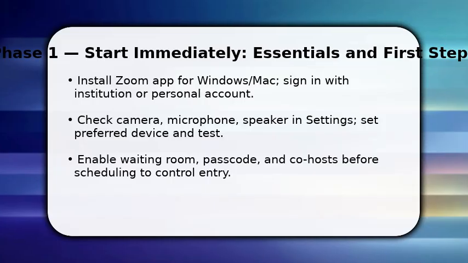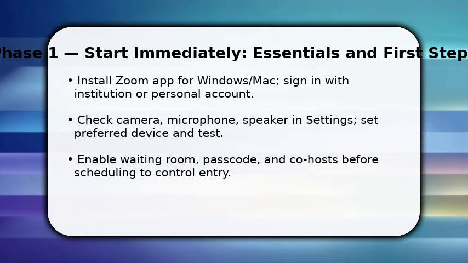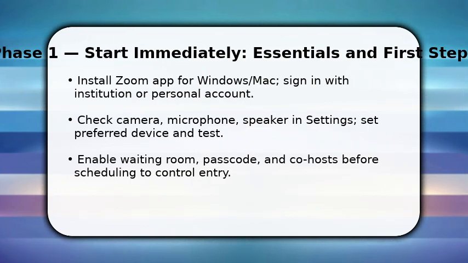You start by confirming prerequisites and taking the first actionable steps now. Open the Zoom app and sign in with your institution or personal account. This ensures licensed features. Next, go to Settings to select and test camera, microphone, and speaker. Use the test mic and test speaker buttons so students can hear you. Finally, enable waiting room, set a meeting passcode, and assign a co-host if available. These controls prevent disruptions and let you teach without constant interruptions.